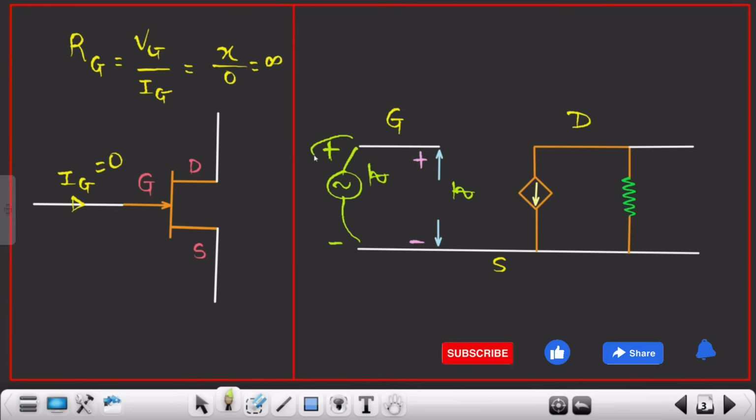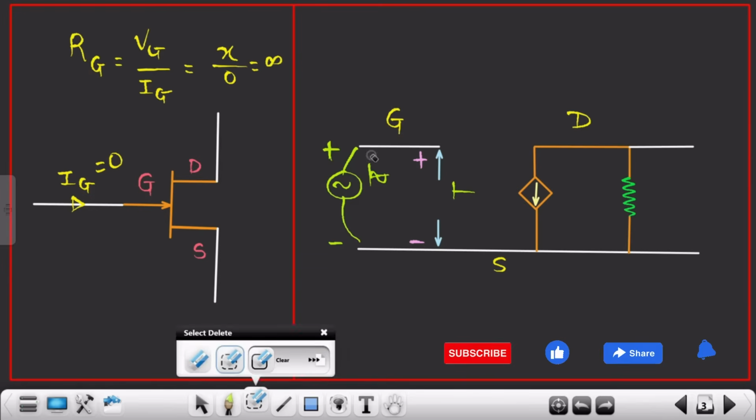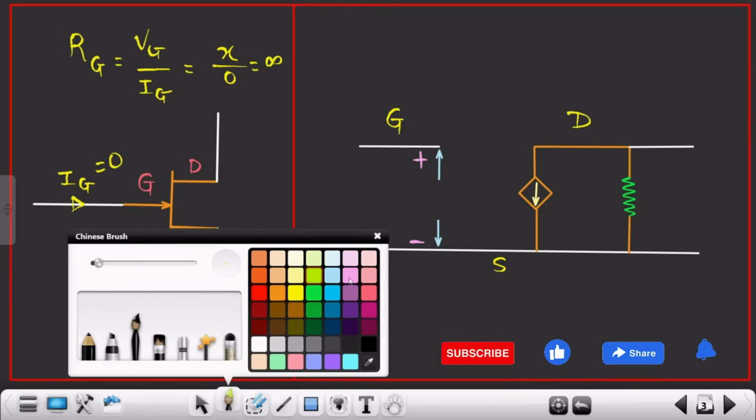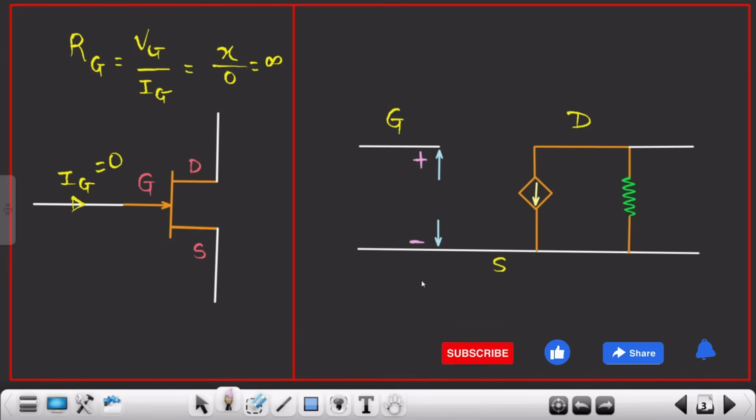So basically this particular signal is following this one, and it is following this one. That's why I'm representing it as positive and negative. It is nothing but the AC voltage. If I'm providing AC voltage, that particular voltage would be reflected over here. And over here the voltage drop between gate and source would be VGS.